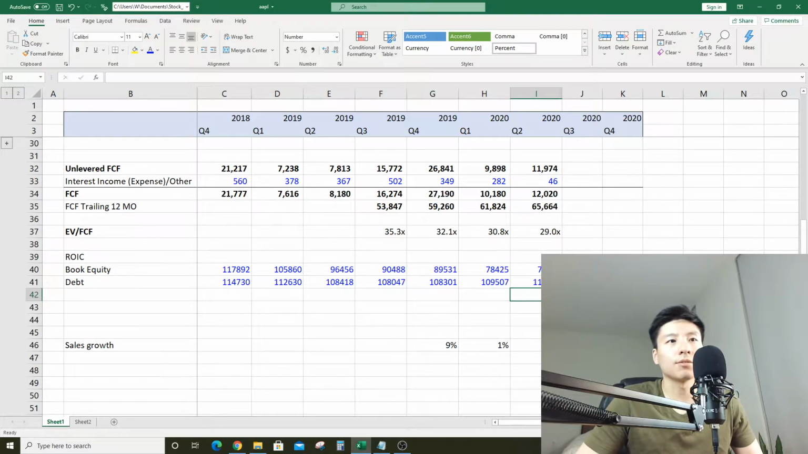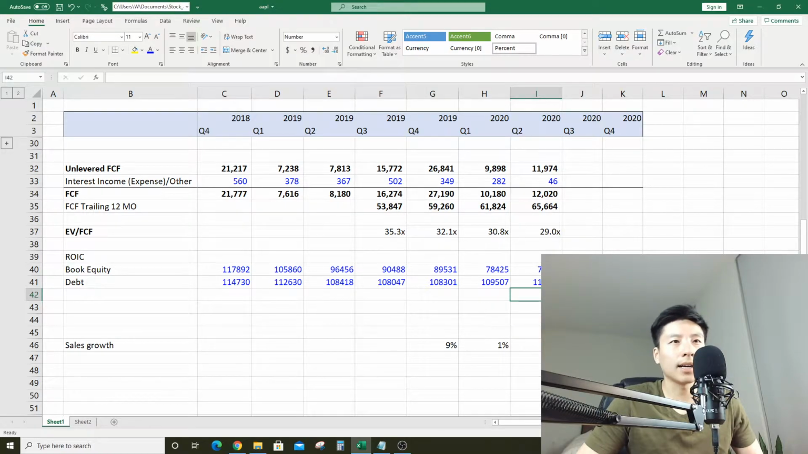In other words, if you gave Apple management $100, are they going to turn that $100 into $110, $120, or on the flip side, are they going to turn that into $90? In the first two cases, they're creating value, and that's good for shareholders. In the last case, they're destroying value, and you don't want that as a shareholder.